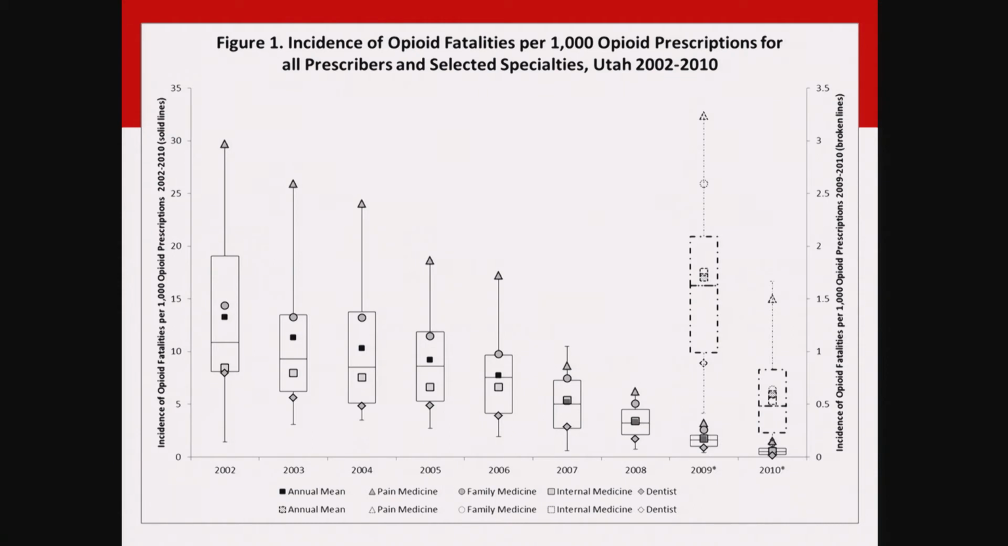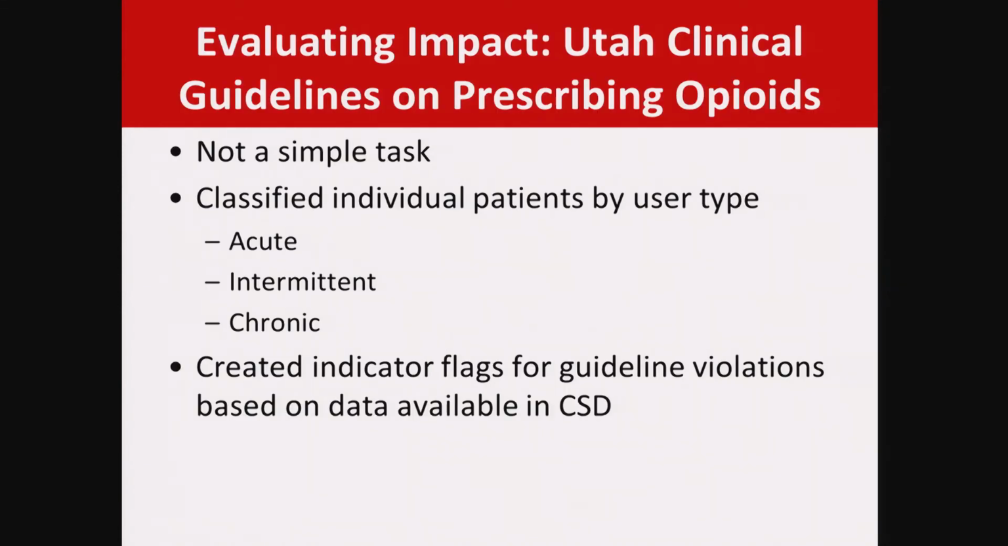on this axis. So for each year, the dark square is the annual mean, and the box is the 75th, 50th, and 25th percentiles. Pain medicine physicians are the triangle markers, and family medicine is a circle, internal medicine is the light square, and dentists are the diamonds. So we can see everybody's coming down. Pain medicine was pretty consistently on top. I presented that at the American Academy of Pain Medicine. It was really fun.